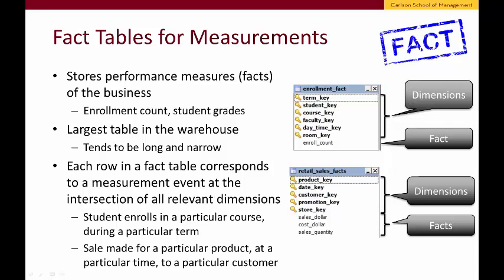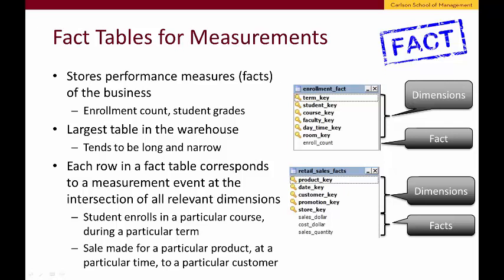So we mentioned facts, fact measurements, and fact tables several times so far. It is time to define those a little bit more precisely. A fact table stores the performance measures, aka facts, of a particular business process.